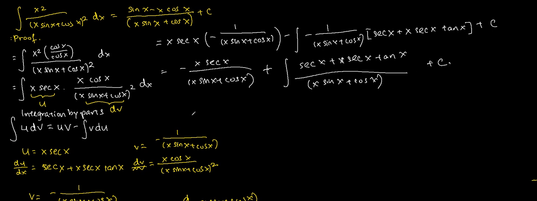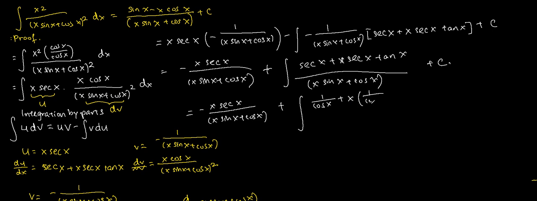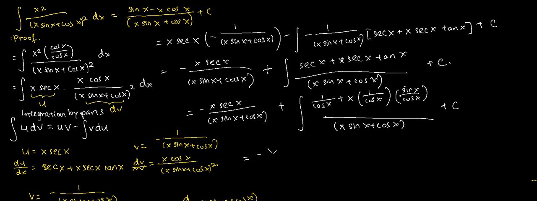Okay, this integral part looks very complex, so the next step I'm going to do is to make it very simple such that the integration is possible. Right now what I do is simplify the top terms into cosine x and sine x. So secant x is 1 over cosine x, plus x secant x is x over cosine x, and then tangent x is sine x over cosine x, over the denominator x sine x plus cosine x, plus c.